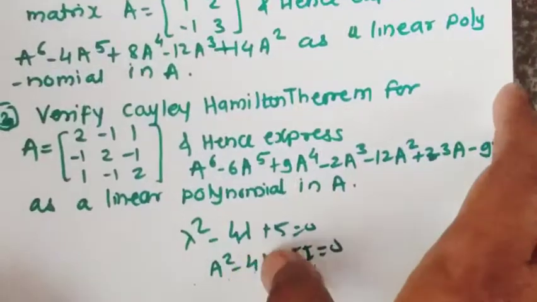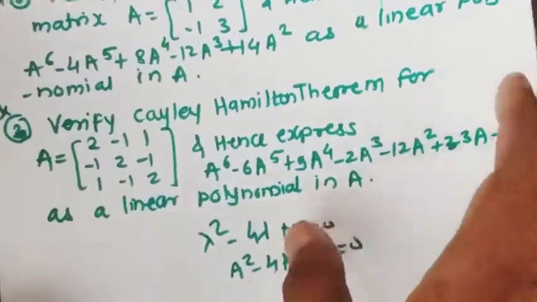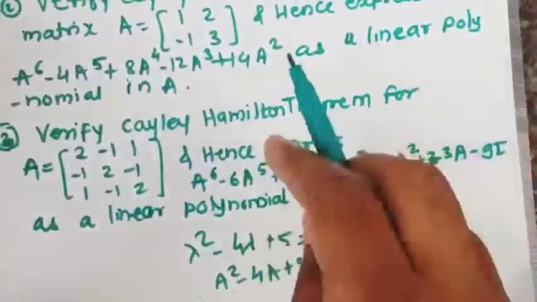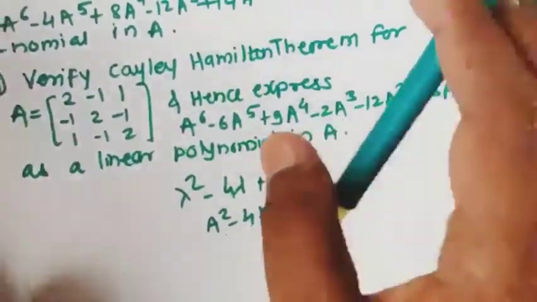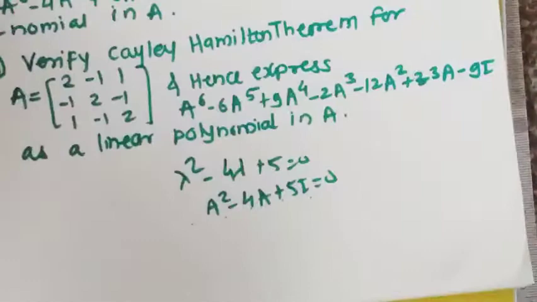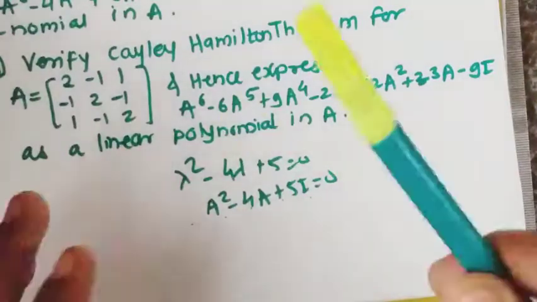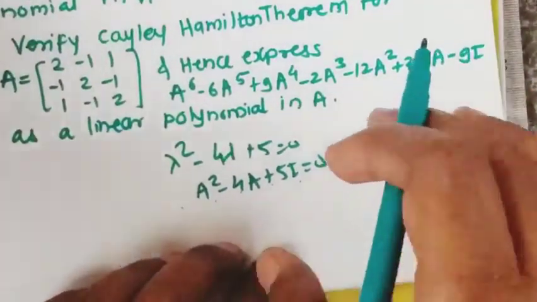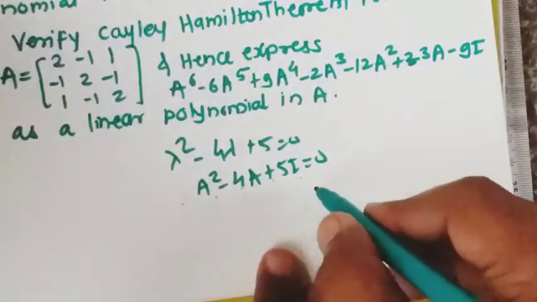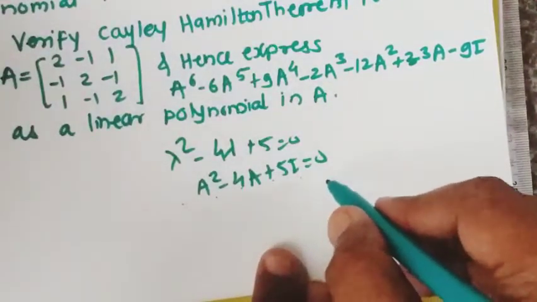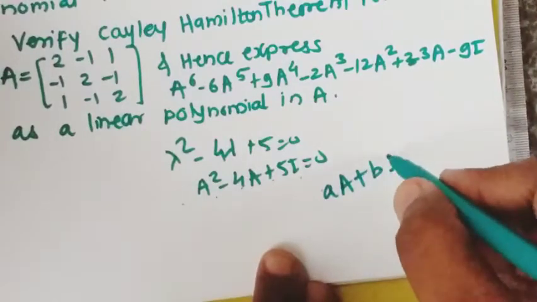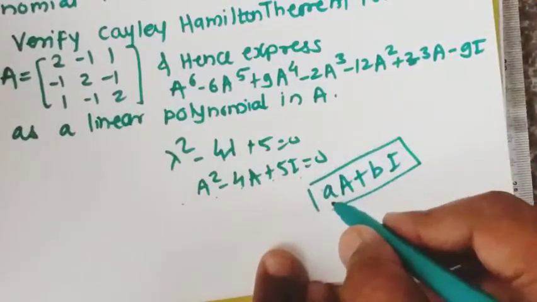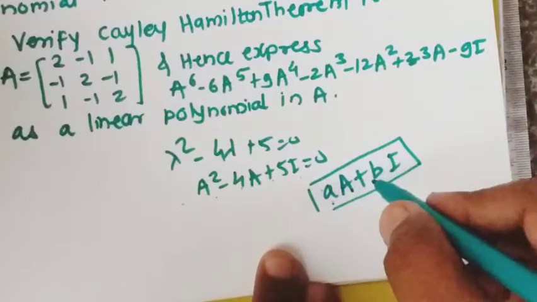You divide this expression by A square minus 4A plus 5I, and finally you will get the remainder as a linear polynomial in A. So you need to carry out division till you get the linear polynomial in A. Linear polynomial in A means what? A factor of degree 1. It is linear in A means you need to divide till you get some expression of the type a into capital A plus bI.